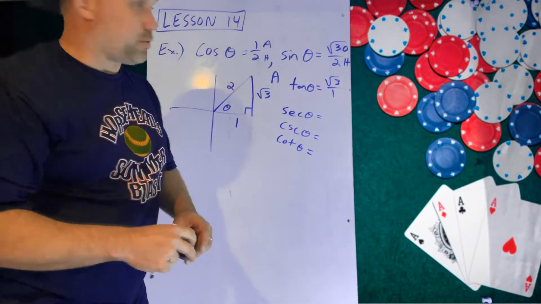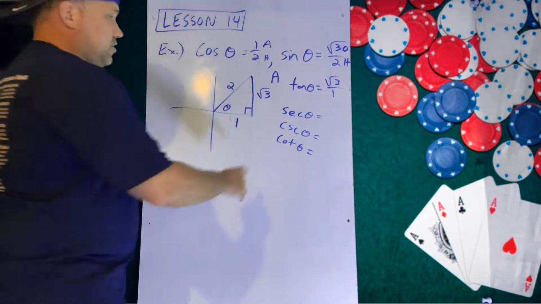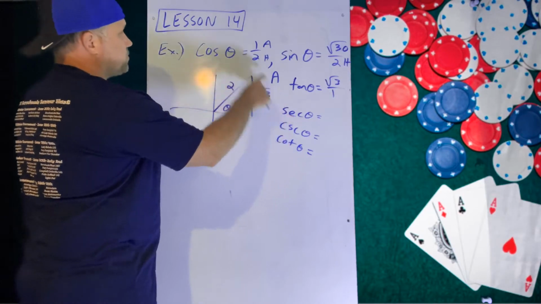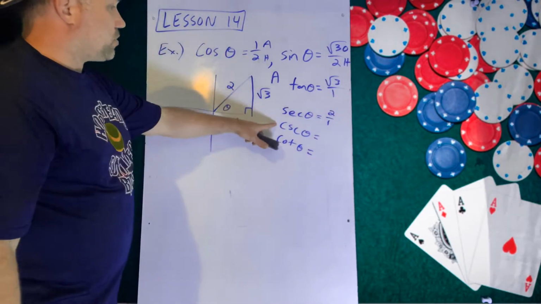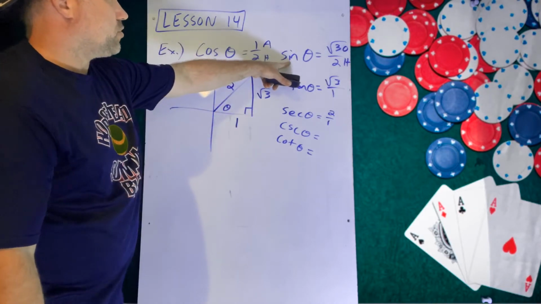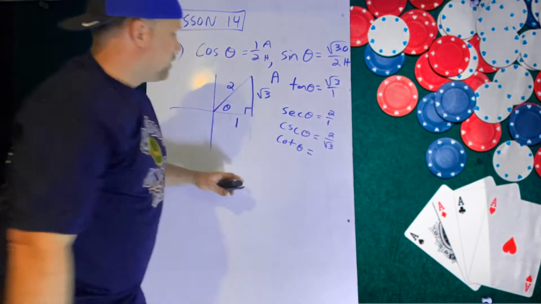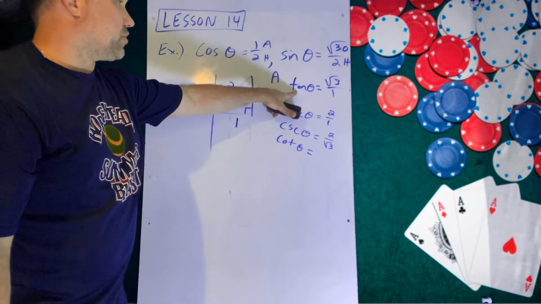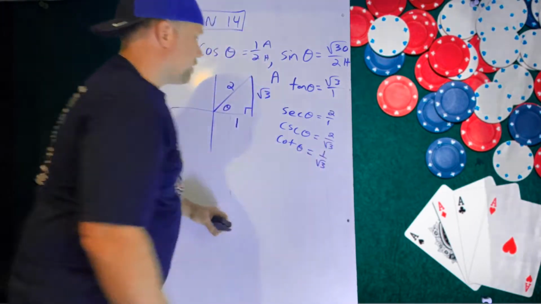Those are the reciprocals of all of these. So since we have all of these, it's going to be easy. Secant is the reciprocal of cosine. Cosine was 1/2, so the secant is going to be 2/1. Cosecant is the reciprocal of sine, so we just flip the sine answer, so it'll be 2 over radical 3. Cotangent is the reciprocal of tangent, which will just be this flipped over, which is 1 over radical 3.